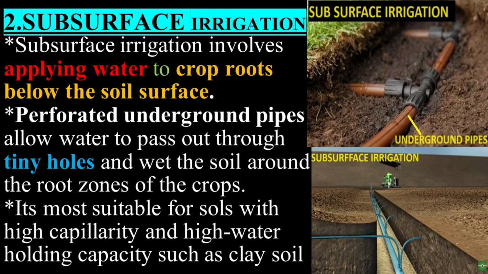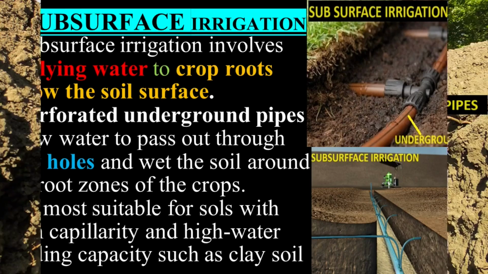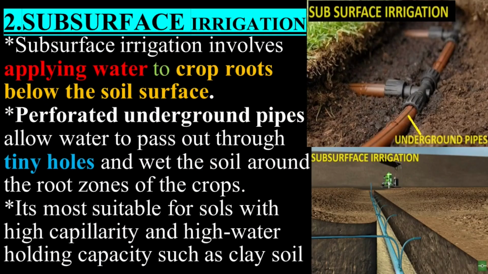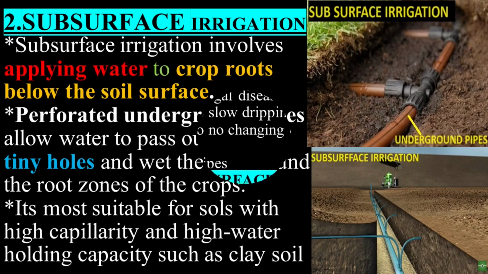Subsurface irrigation. Subsurface irrigation involves applying water to crop roots below the soil surface. Perforated underground pipes allow water to pass out through tiny holes and wet the soil around the root zones of the crops. It's most suitable for soils with high capillarity and high water holding capacity such as clay soil.